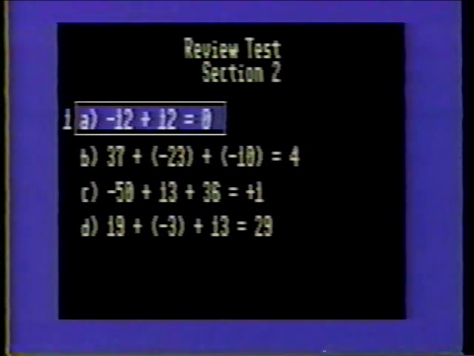Review test, section 2. Problem 1A, negative 12 plus 12. Adding negative 12 to positive 12 yields 0.